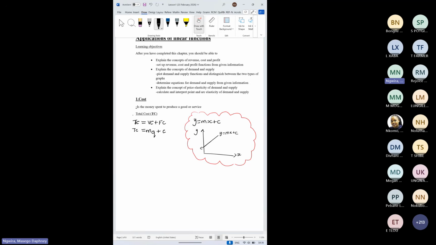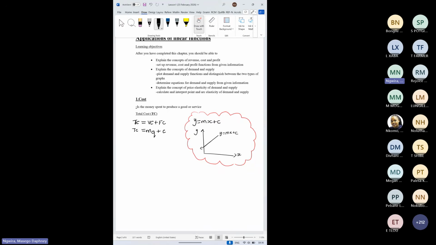In this case, I'm doing the function for the total cost. Remember, a linear function must have a slope and it also must have the y-intercept. If it's not there, it means that your graph is going to start at 0. But if I have this part, my graph is going to start here. So for the total cost, we're going to have your variable cost, which is m times Q, plus c.